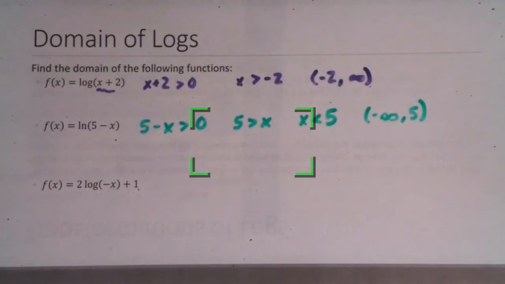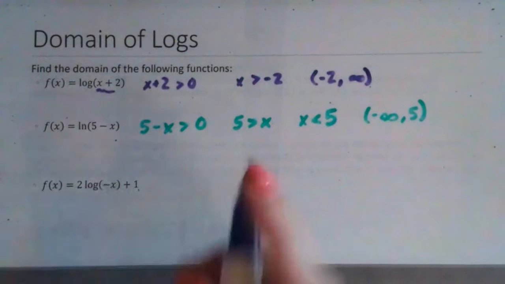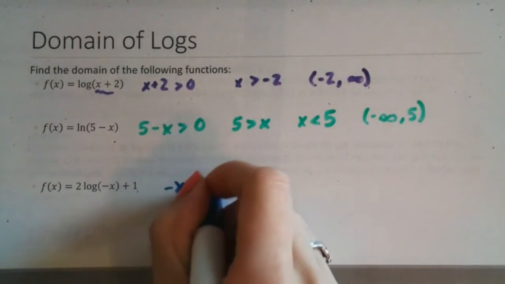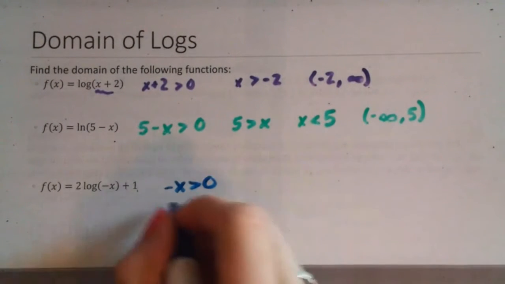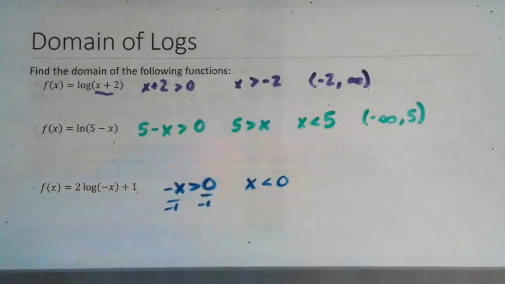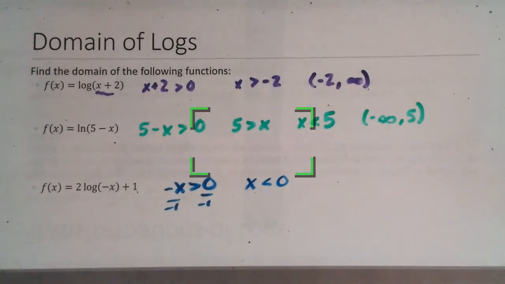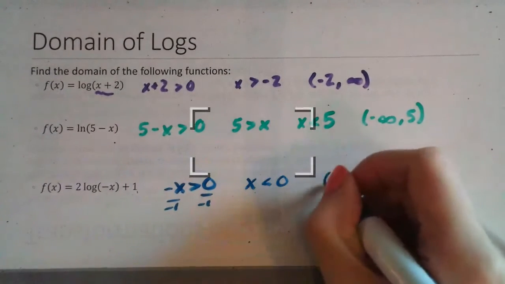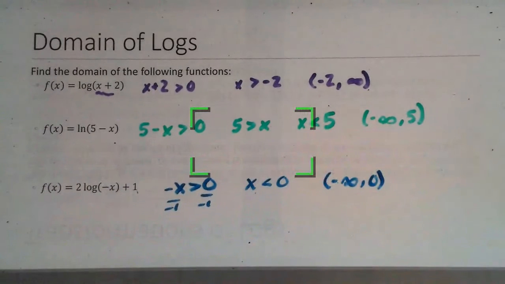For the third one, we have 2 log of negative x plus 1. Again, we only care about the argument in here. Negative x has to be greater than 0. To get the x by itself, I need to divide by negative 1 on both sides, but I am dividing by a negative. If you divide or multiply by a negative, then you have to flip the inequality sign. Right now, it's a greater than, so I'm going to have to flip it to be a less than. And we get x is less than 0. To write x is less than 0 in interval notation, that's going to be negative infinity up to 0.